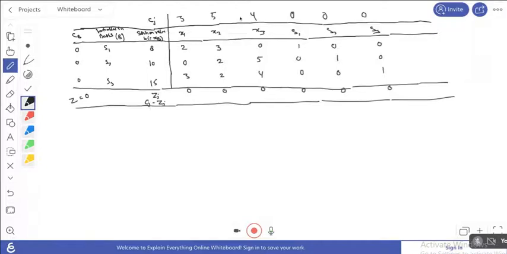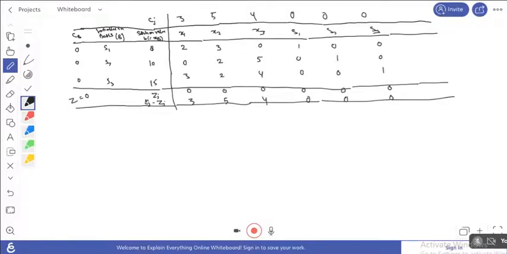This is your C1, C2, C3, C4, C5, C6. So here Cj means C1, C2, C3. This first one is 3 minus 0, which is 3. 5 minus 0 is 5. 4 minus 0 is 4. 0 minus 0 is 0. You have to find out these values, Cj minus Zj.